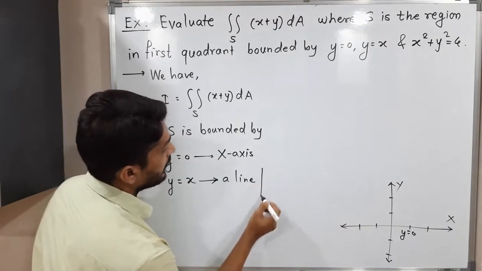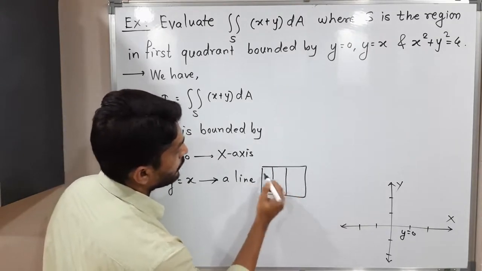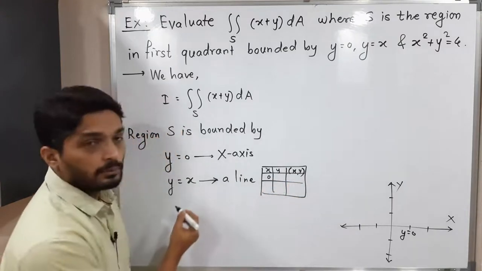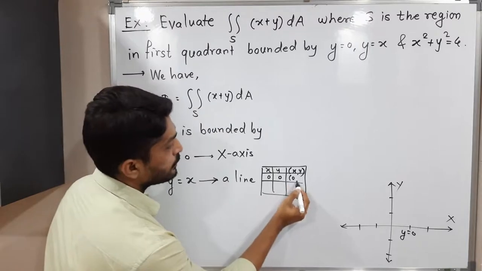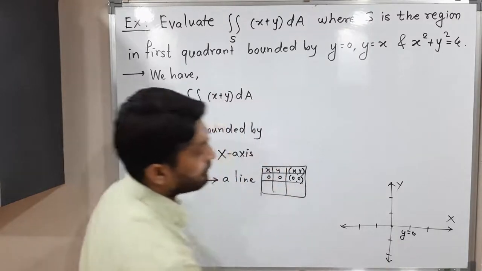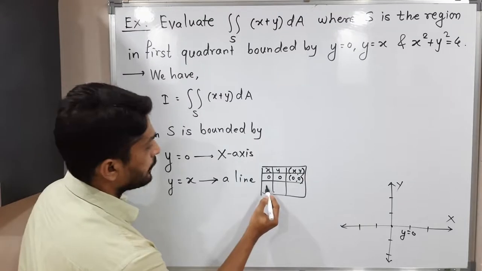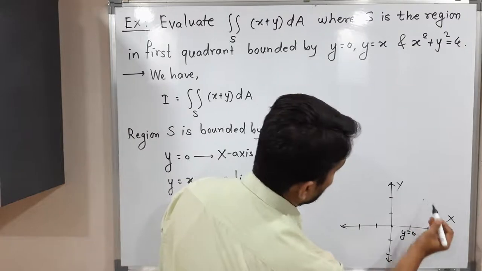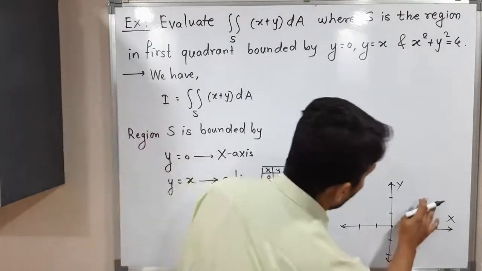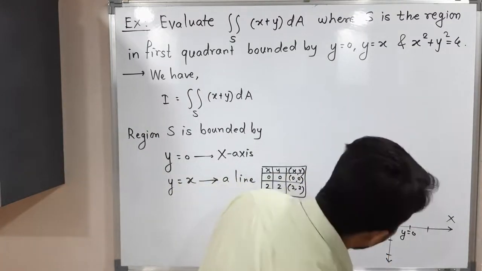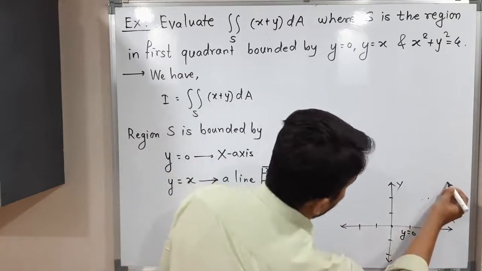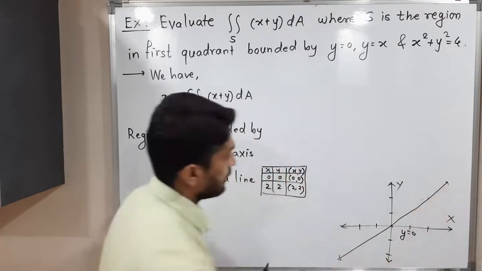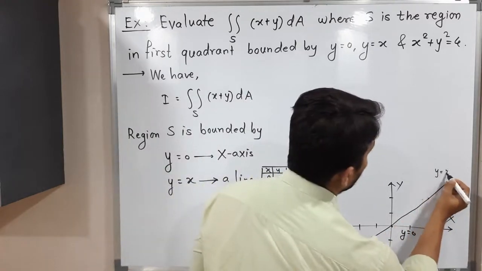To draw a line, we need any 2 points on the line. For that, I am drawing this table, x and y. First, I will put x is equal to 0, so the value of y will be 0. The point is 0, 0, so the line passes through the origin. If I put x is equal to 2, the value of y will be 2. So the point is 2, 2. Let me draw a line which passes through these 2 points. So we'll have a line like this. This is the line y is equal to x.